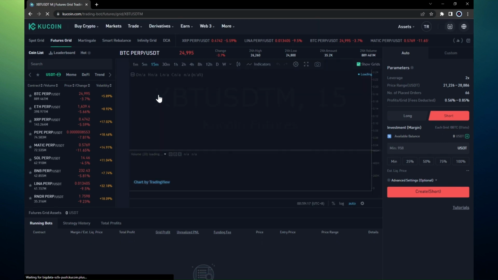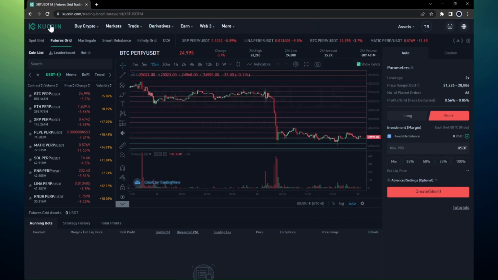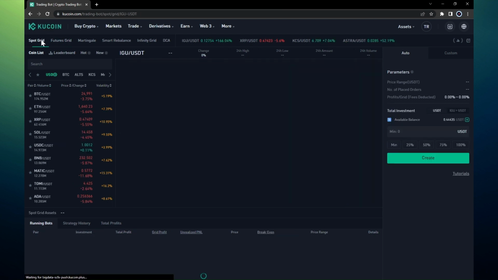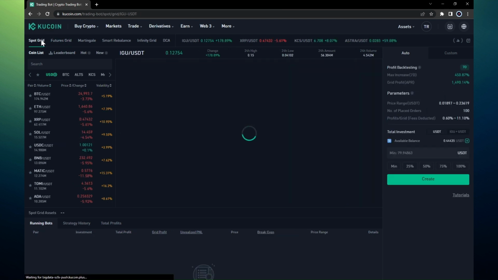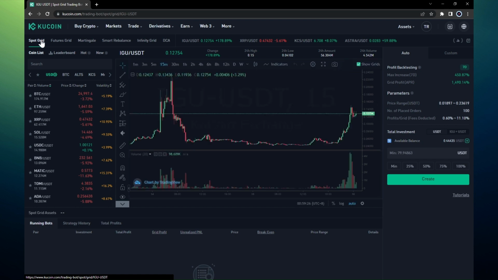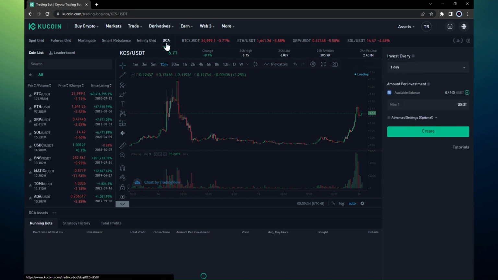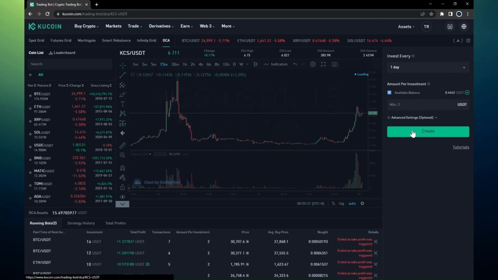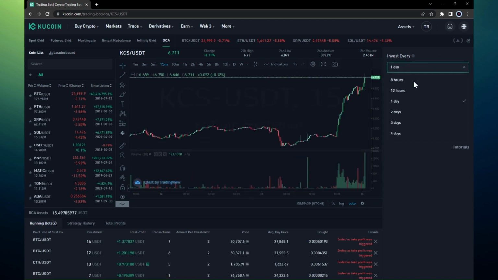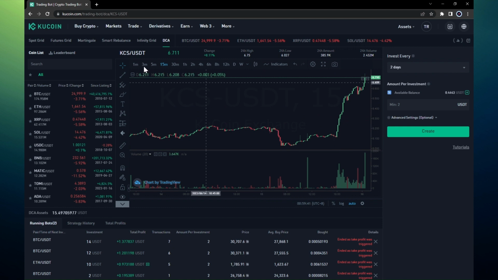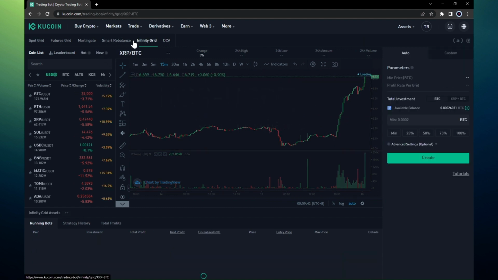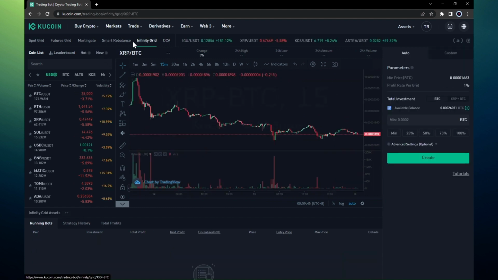So there are 6 types of bots that are built into KuCoin. And it's excellent because you don't need to pay anything else for using these bots. They are free. There's a spot and futures grid bot. There's a martingale, smart rebalance, infinity grid, and a DCA bot where you could repeat your investment on a regular basis and accumulate the coin. So all of these strategies are actually good.